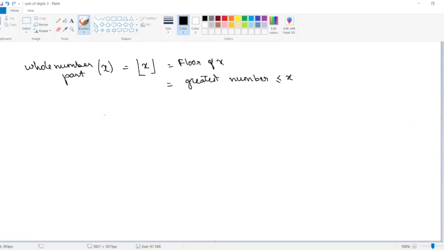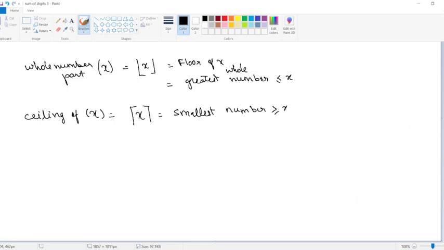Similarly, there is another function called ceiling of x, which is denoted like this. That is just the top part of the square bracket. So this is basically the smallest whole number that is greater than or equal to x.